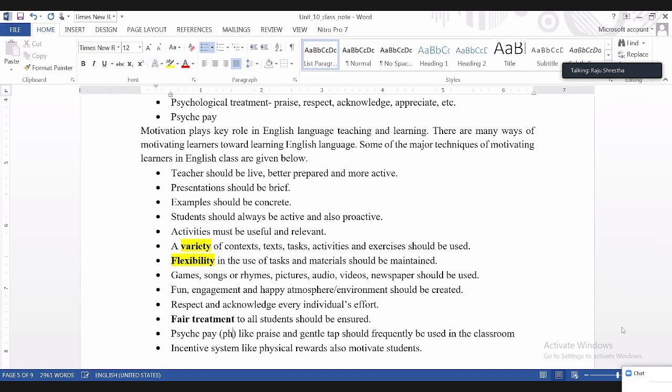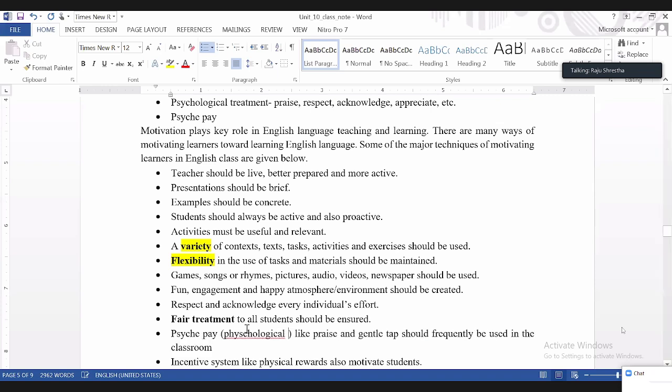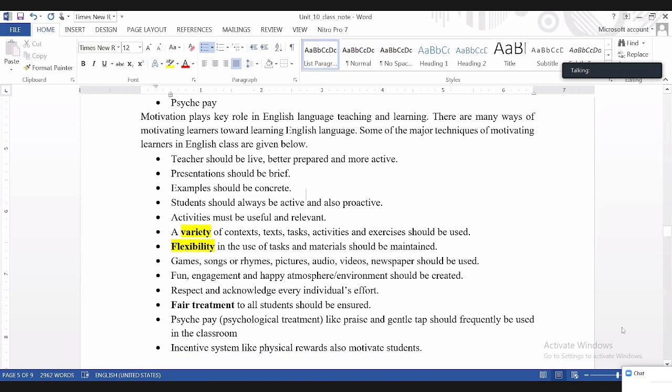This is psychological treatment. So if we do psychological treatment, then they will be motivated. And these are some very crucial, very specific activities we can use in the English classroom to motivate students in learning English.